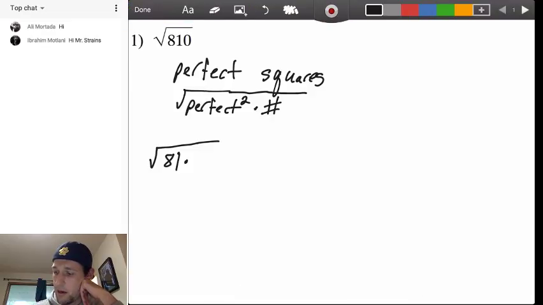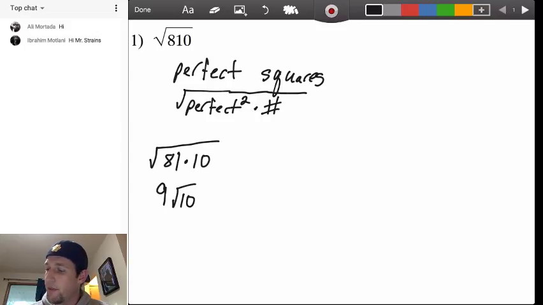And then basically what we're doing is we're taking the square root of the 81, turning that into a 9. We're trying to take the square root of 10 and realizing that's not a whole number, so we're just going to leave it as root 10. And that's the whole deal.